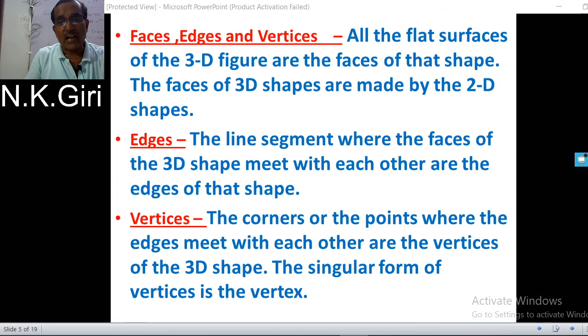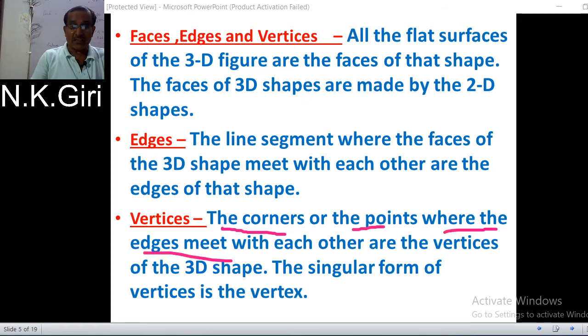Now we come on vertices. The corners or the points where the edges meet each other are the vertices of a three-dimensional shape, and the singular form of vertices is called vertex. Now we come on the next.